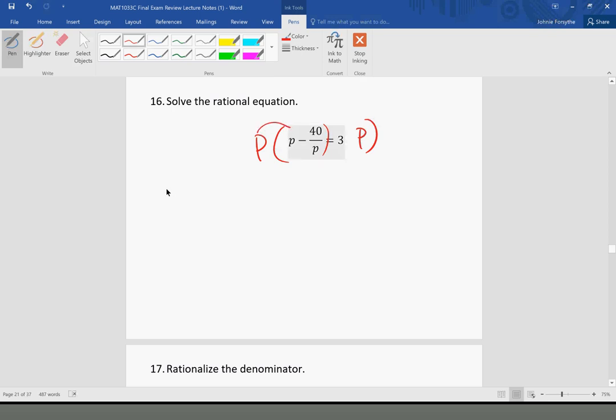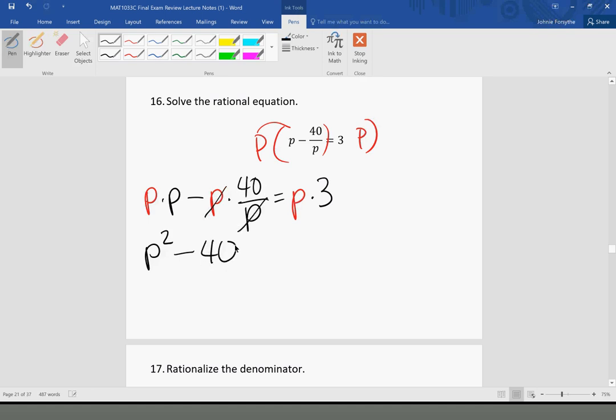So we have p times p minus p times 40 over p equals p times 3. So p times p is p squared, minus p times 40 over p. The p's cancel, and I just have minus 40 equals p times 3, which is 3p. And so now we have a quadratic because we have p squared.